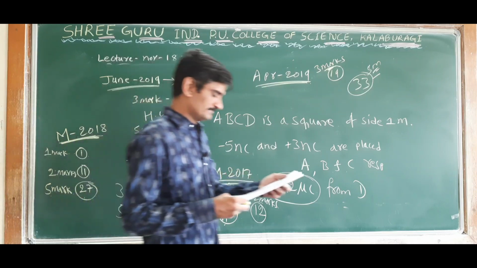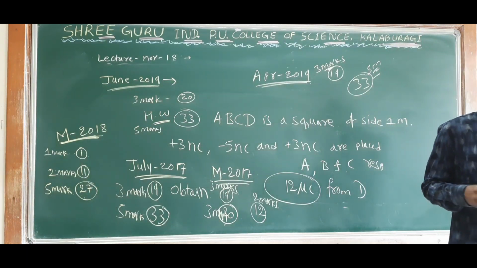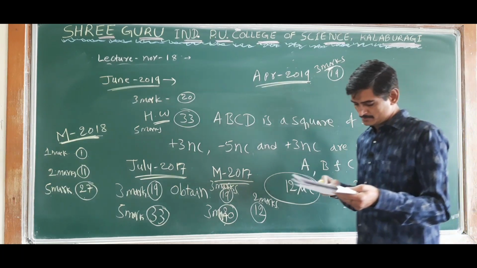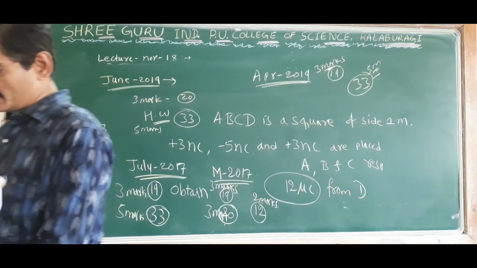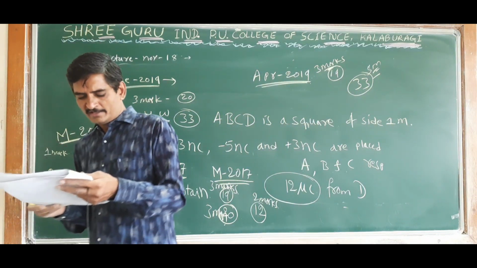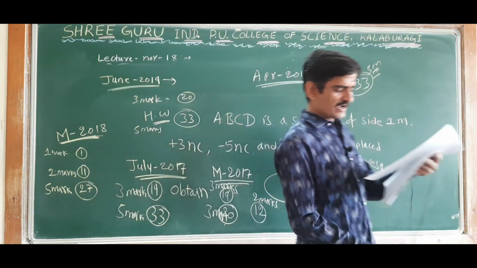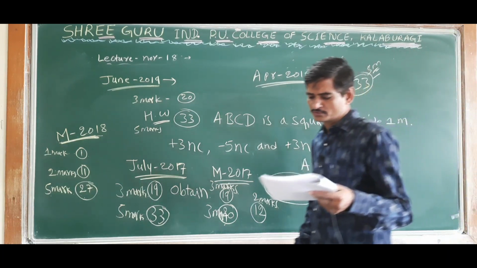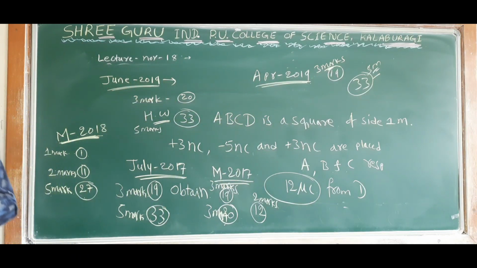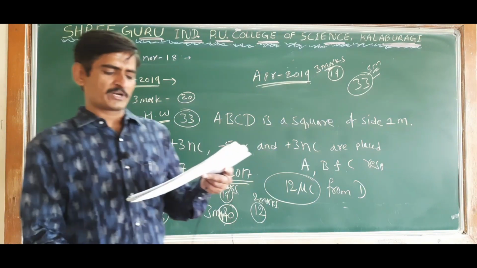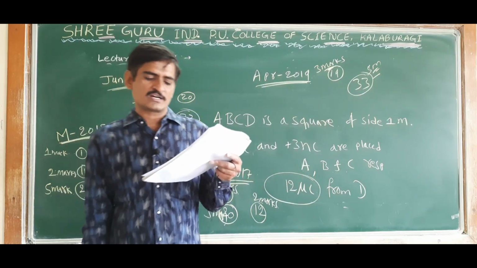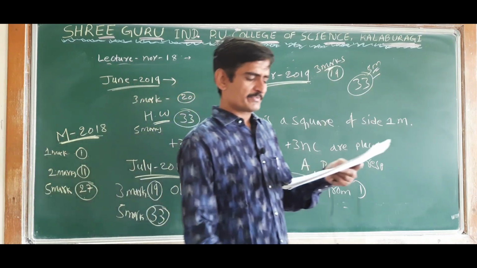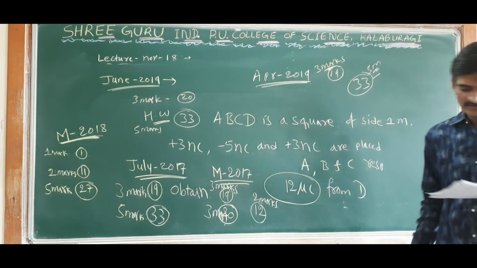July 2016. Question number 19. Derive an expression for potential energy of a system of 2 charges in the absence of external electric field. This is for 3 marks.